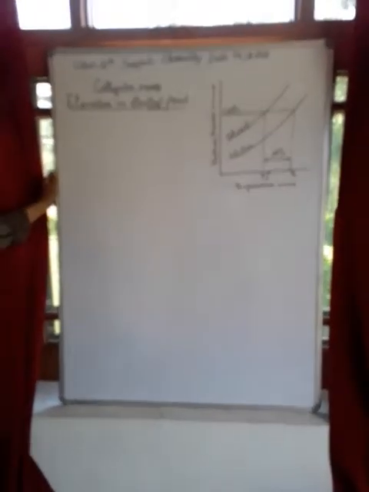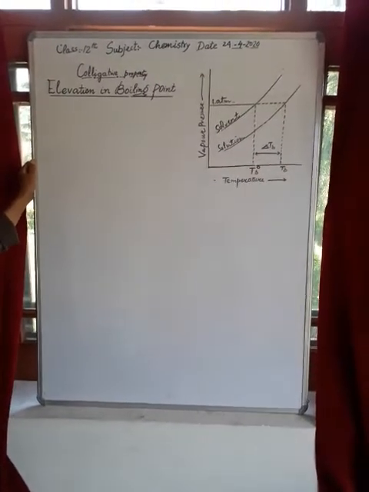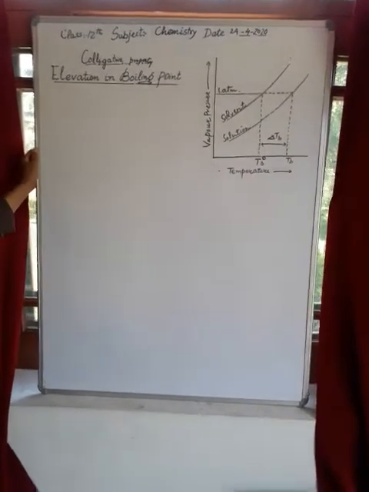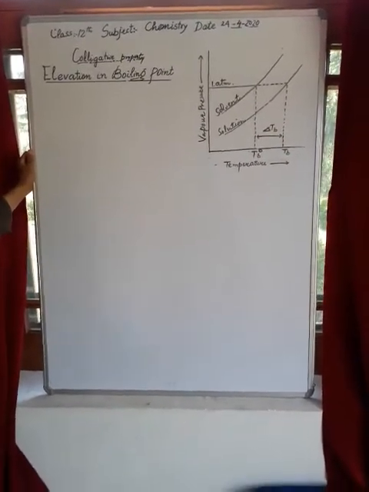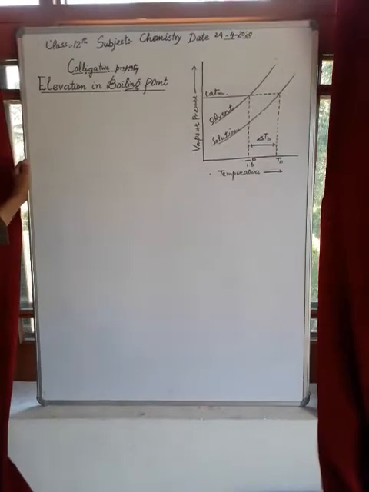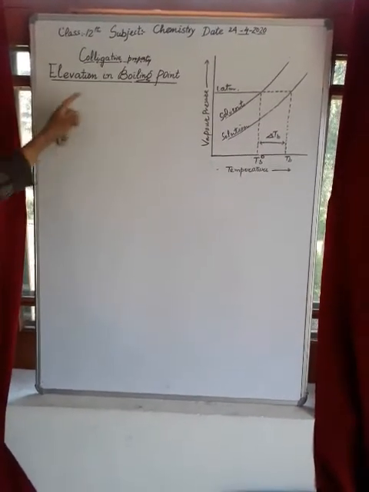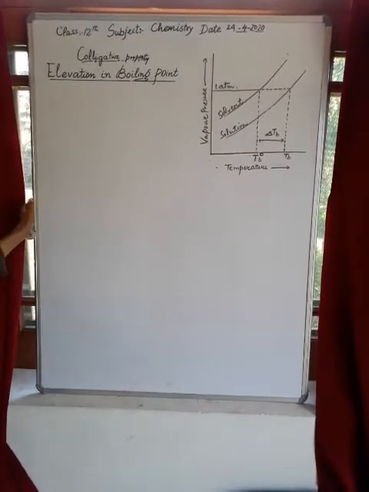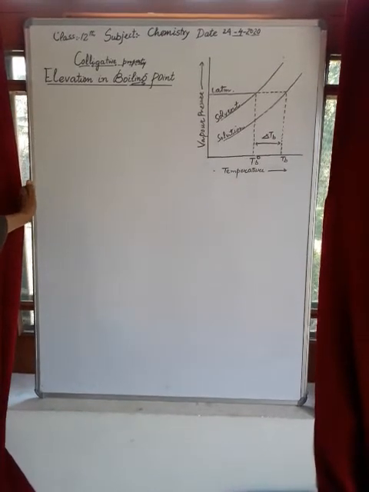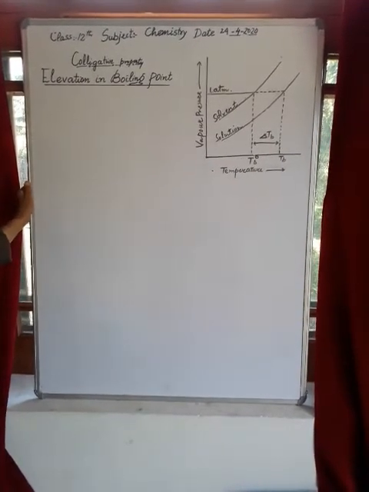Dear students, today our topic is elevation in boiling point, a colligative property, in which we will discuss what is elevation in boiling point. We will derive the expression for elevation in boiling point. We will also determine the molar mass of the non-volatile solute by this elevation in boiling point. Also, we will try to solve the numerical based on the elevation in boiling point.